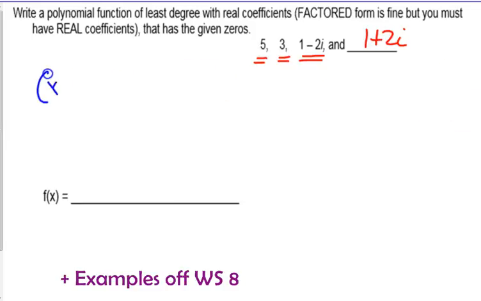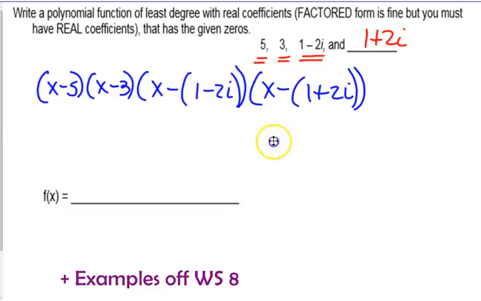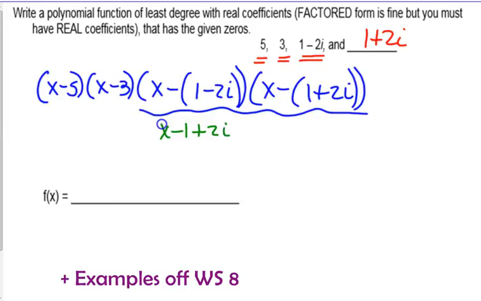If you write out x minus 5, x minus 3, x minus the quantity 1 minus 2i, and x minus the quantity 1 plus 2i, you'll get most of the points for this question. But these aren't real coefficients yet, so the only way to get all of the credit is to distribute that negative, and then you have two choices. You can use the shortcut or the FOIL thing.